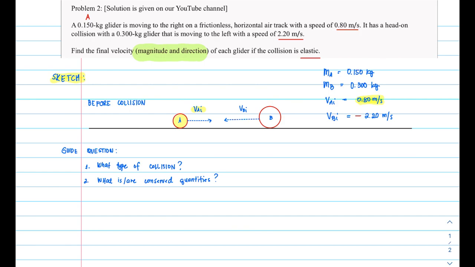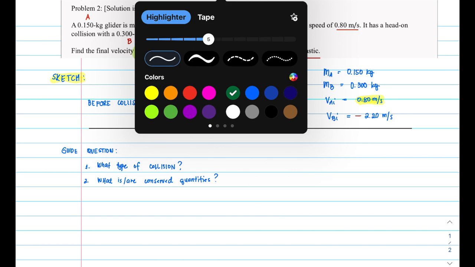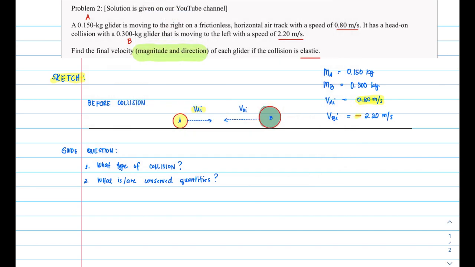For my illustration here, I'm going to color my glider B as this one. This is representing the heavier one. As you can see, it's larger. So that is for your 0.300 kilogram glider. It's moving to the left with a velocity of 2.20 meters per second. So that is why, as I've said earlier, it will have appropriately a negative sign to indicate that the velocity is moving in the opposite direction relative to A, or in the left-hand direction.